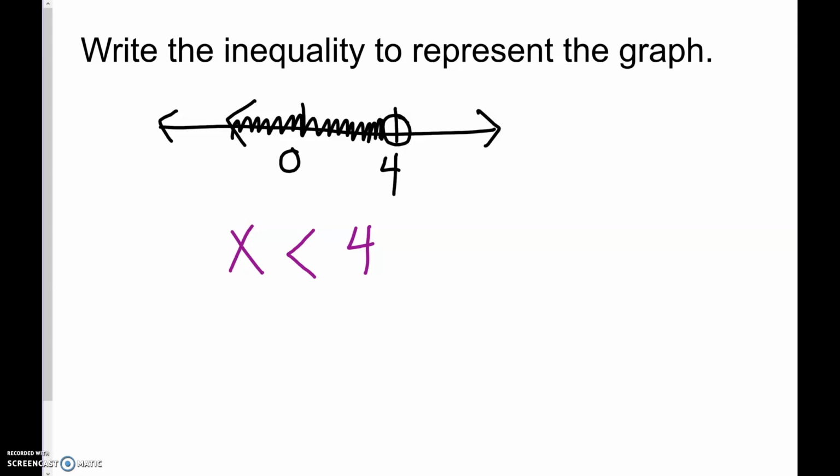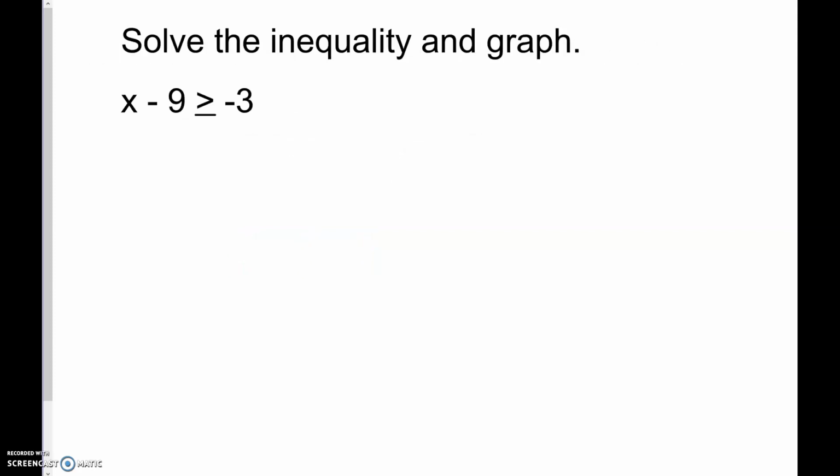So in this problem right here, we're going to get x all by itself. Draw a line down. Remember, whatever you do on one side, you have to do on the other side. Because this says x minus 9, we are going to add 9 to both sides. Leave the symbol exactly like it is, so greater than or equal to, and negative 3 plus 9 is 6.